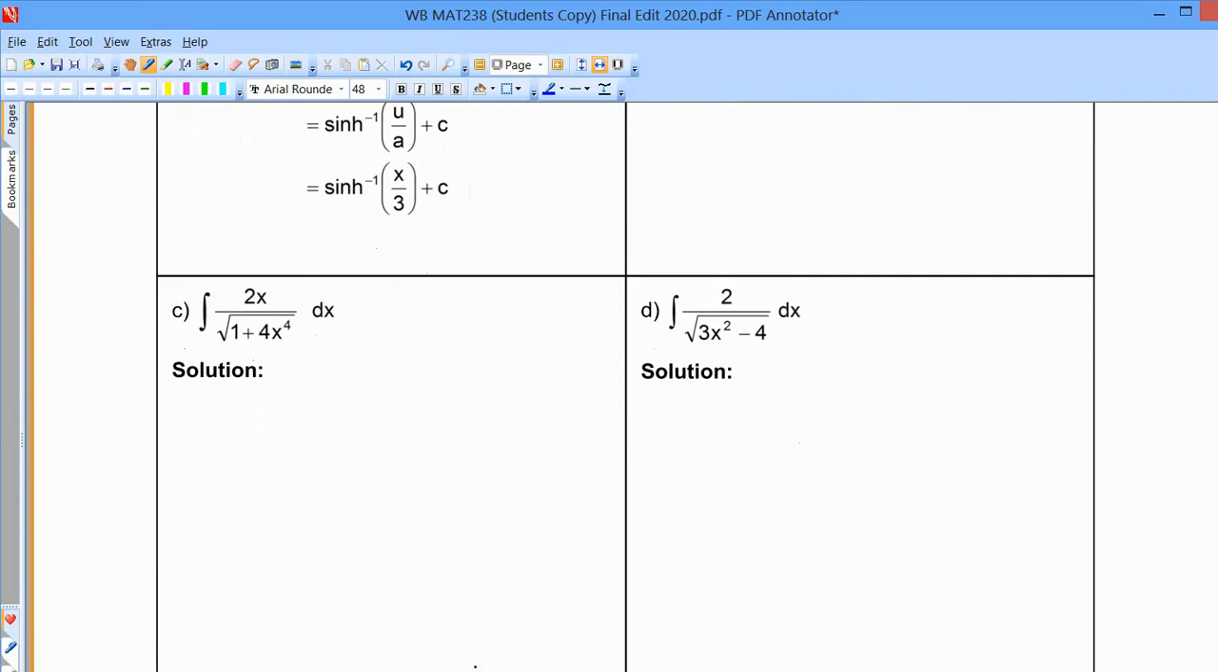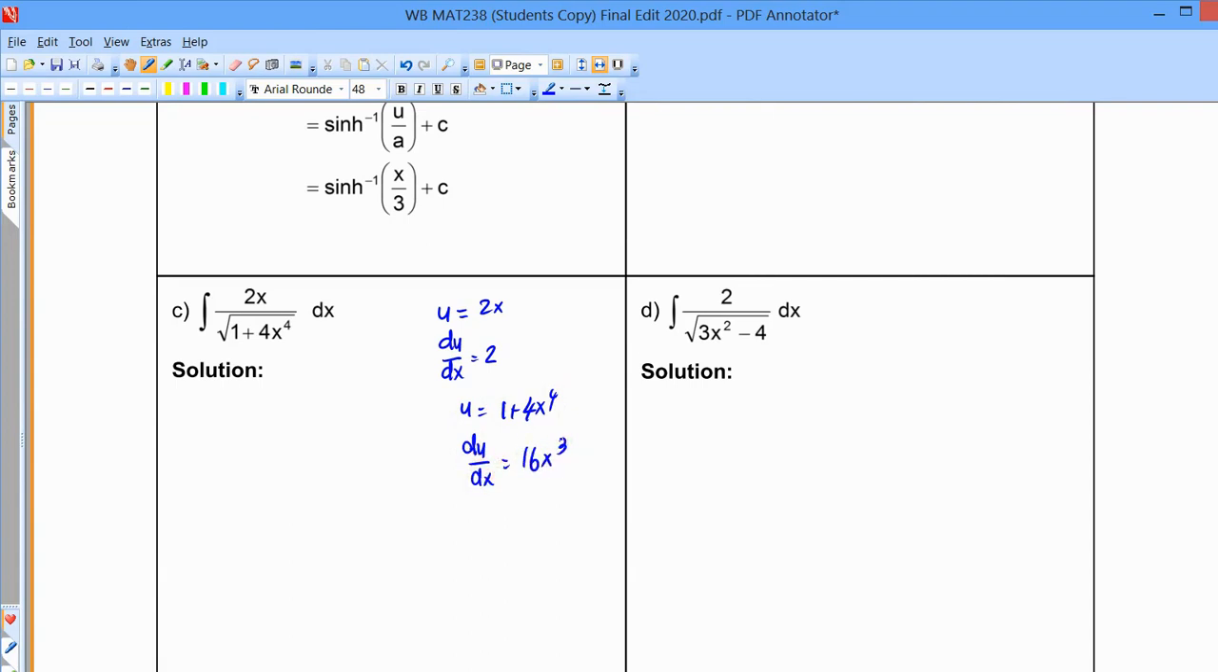Let's look at c. You have the integral of 2x square root of 1 minus 4x to the power of 4, dx. So for this question, remember, we need to start with the substitution. Let u equal 2x, du over dx equals 2. See, when you want to substitute into the equation, that x on the denominator is still there. So what if we take u equal to 1 plus 4x to the power of 4? When you differentiate, you will get 16x cubed.